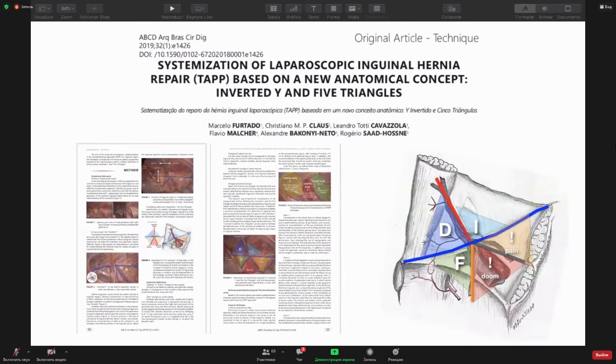This paper is an open paper. You can see it on the internet and see all of these aspects. I think it's important to read because we talk about the anatomy and about the 3 areas of dissection. We always explain to our residents to dissect first of all the lateral area, which we call area 1, then the medial area over the pubis, and lastly the central area at the internal ring. So this is our systematization. I think this makes the surgery a little easier for our students.